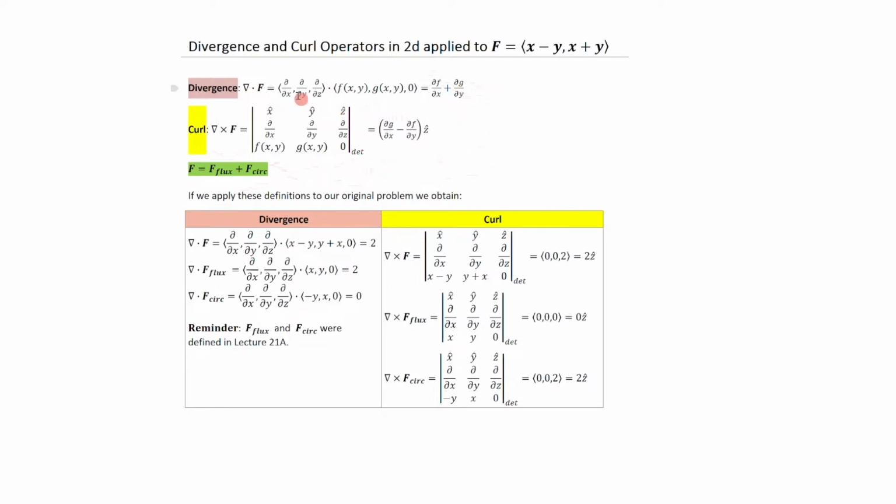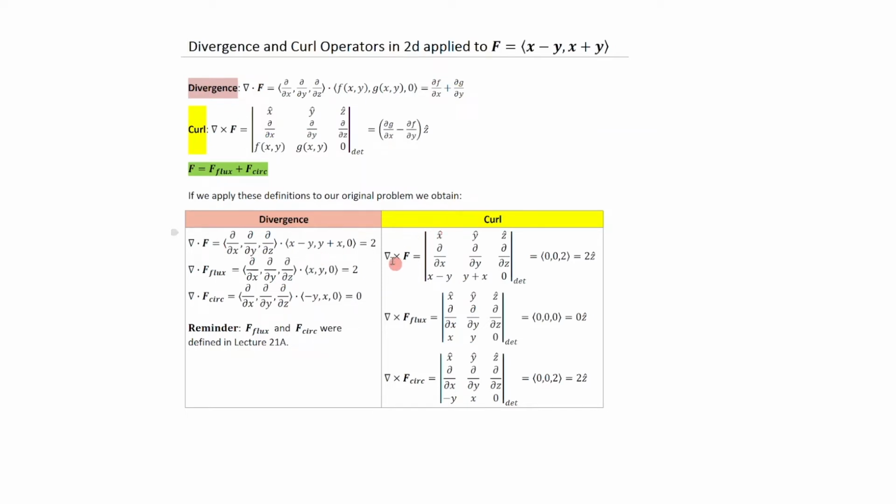All right, so now if we apply the definitions of divergence and curl according to this to the original problem, then effectively the divergence of the vector field applied to the total field is 2, and the divergence applied to the flux component of the field, which was just x, y, is 2, and the divergence applied to the circulation component, which was this value in 2D, will be 0. Okay, reminder that this was all defined in Lecture 21a. All right, this looks very similar to what we observed when we did a very simple calculation with no knowledge of what this divergence would look like in the first place.